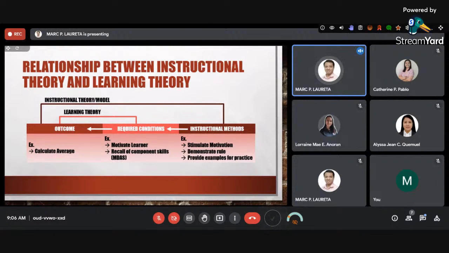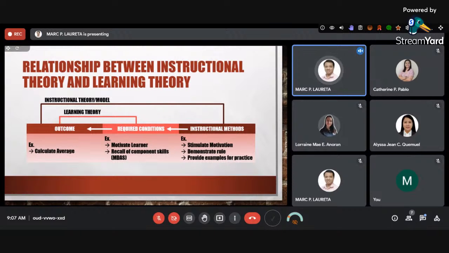In order to reach the required condition, we should devise a certain instructional method. That is the third part. The methods will be first, to stimulate learners' motivation using different strategies. We can also demonstrate basic rules to help learners start up the calculation process to have them recall certain skills. We can also provide examples or practices for learners to warm up to the intended learning outcome.